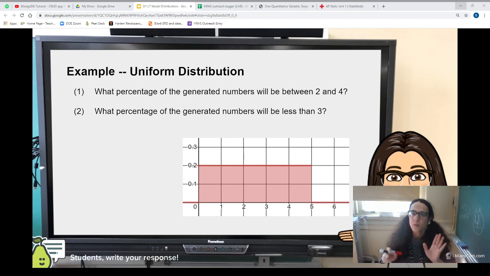So next lesson, we're gonna be trying to do similar things for the normal curve. Unfortunately, it's not going to be quite so easy, but this is where our calculators and computers are going to help us out a ton.